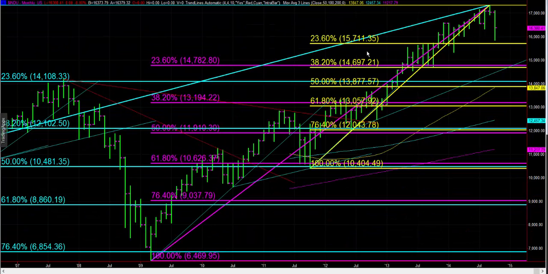Again, on this monthly chart, we see that 15,711 level as key, and below that 14,782 if we really go into a tailspin.